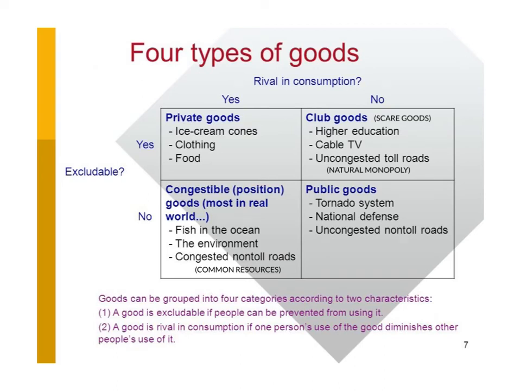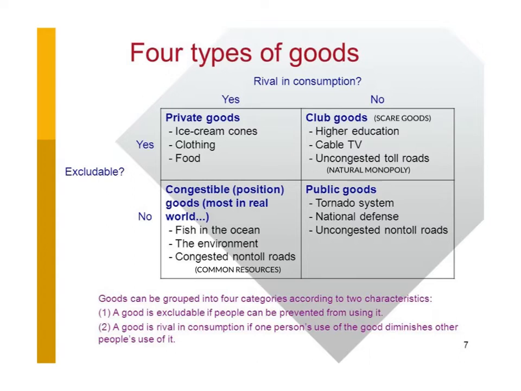One of the major things that you would need to learn from this section are four different types of goods. These goods are determined by two different characteristics. One characteristic is going to ask you if the good is rival in consumption, and secondly, is the good excludable in consumption? As you could see at the bottom of the slide, a good is excludable if people can be prevented from using it. A good is rival in consumption if one person's use of the good diminishes other people's use of it.